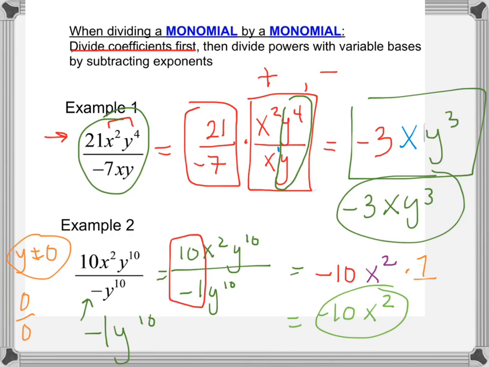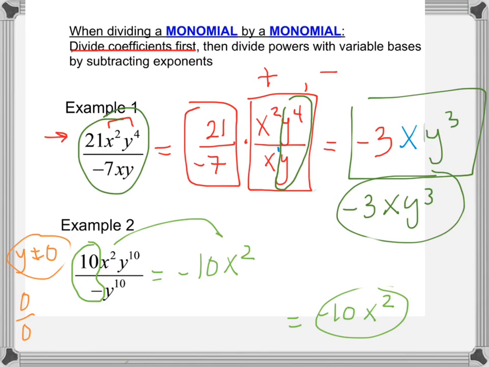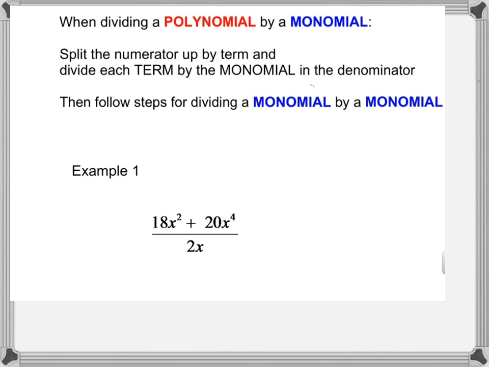Okay, so let's erase everything that we have here, just so you can see the final result. This right here results in negative 10x squared, because if you look at essentially 10 and the negative symbol, which is 10 divided by negative 1, you'd have negative 10. X squared remains because there's nothing to be divided by, and y to the 10th divided by y to the 10th is 1. Okay, so that covers case number 1.